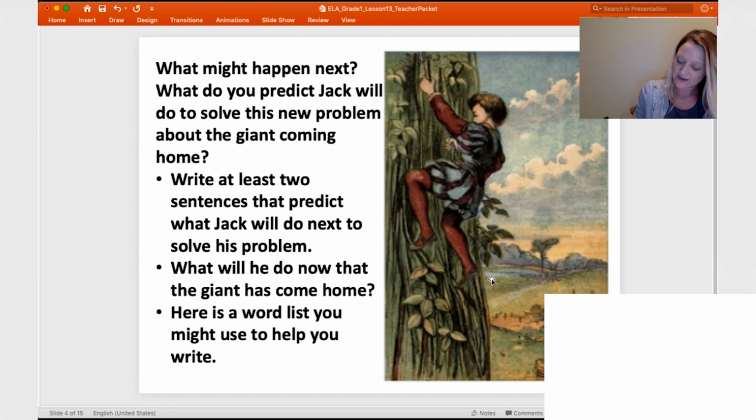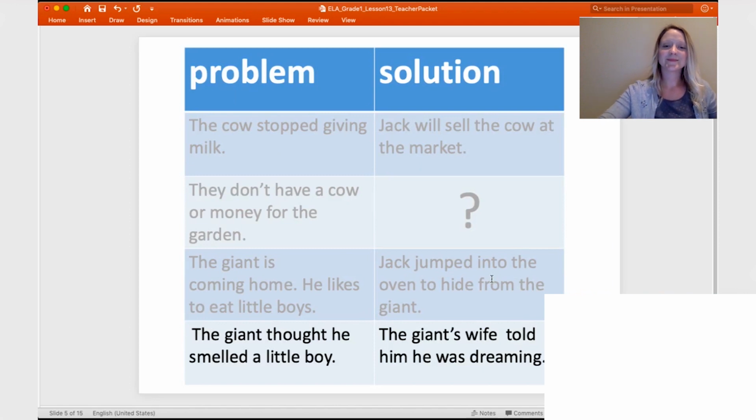The giant's wife said he was dreaming. Very nice. So I added that to the bottom of my chart. Very nice job, boys and girls. And you can see it on your screen if you want to check your answer. Check your sentence with mine. Jack sure has a lot of problems in this fairy tale, boys and girls?